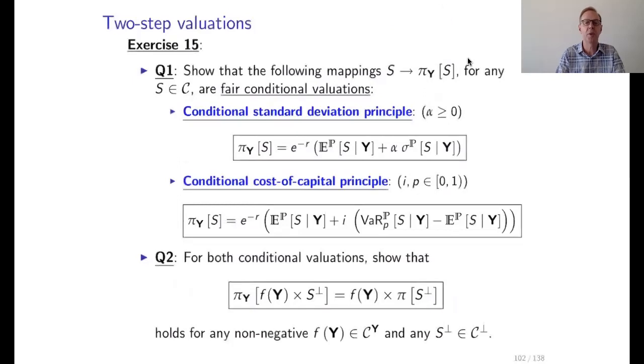Then there is a second question to prove. Prove that for both conditional valuations, pi y of fy multiplied by s orthogonal is fy multiplied by pi of s orthogonal. So for both the conditional standard deviation principle and the conditional cost of capital principle, we have this kind of positive homogeneity formula. Pi y of fy times s orthogonal is fy times pi of s orthogonal, provided fy is non-negative, is a non-negative derivative, and of course s orthogonal is an orthogonal claim.